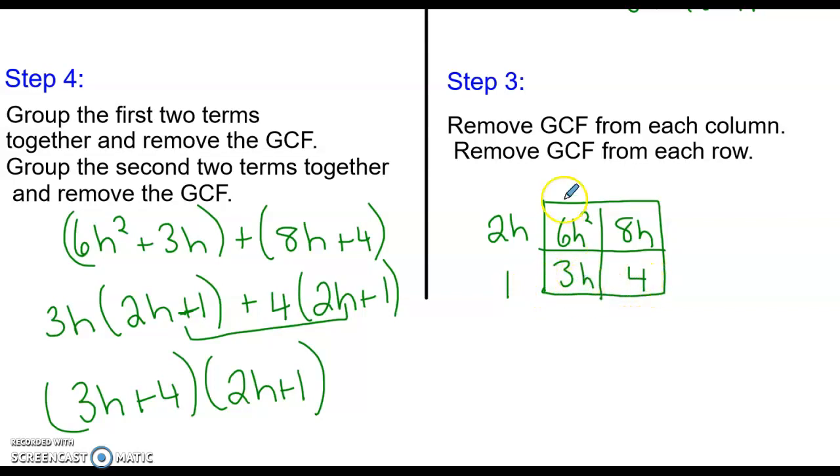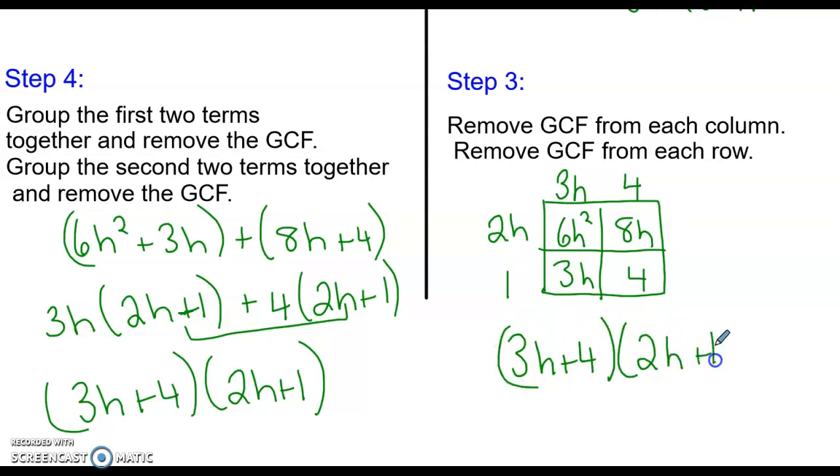When I look at the column 6h squared and 3h, I have a 3h in common, and for 8h and 4, 4 is common. So now I have my two factors, 3h plus 4 times 2h plus 1. And that should be the same answer as I did using the other method, and of course it is.